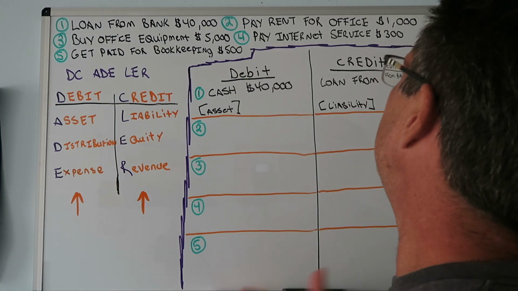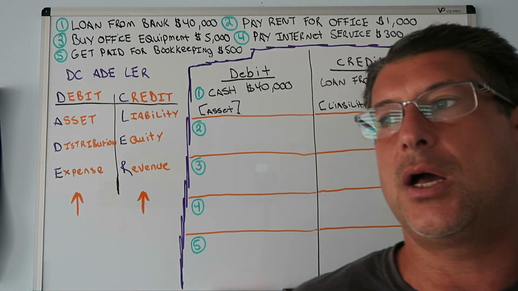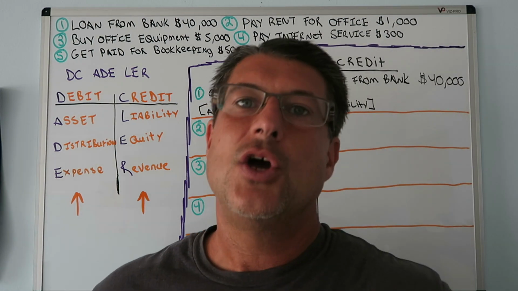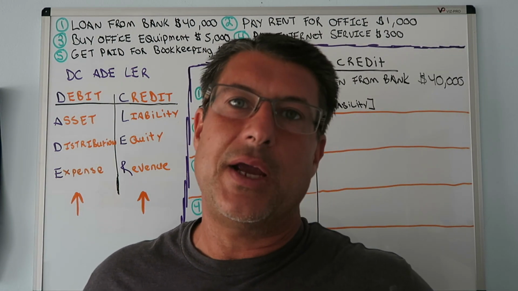Number 2 is pay rent for office, $1,000. Do we have cash or money in this equation? Yes, we do.